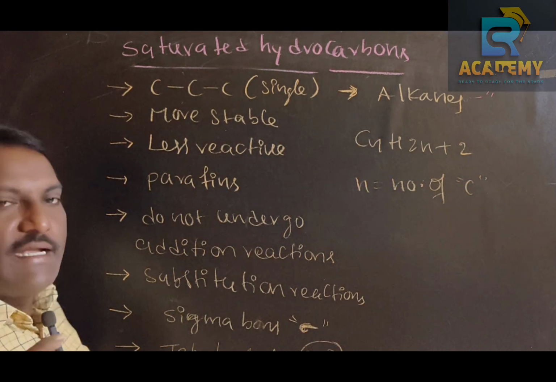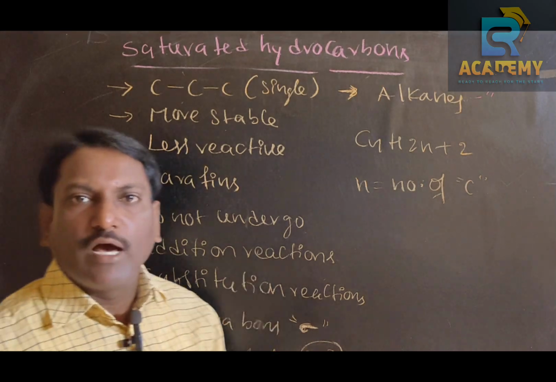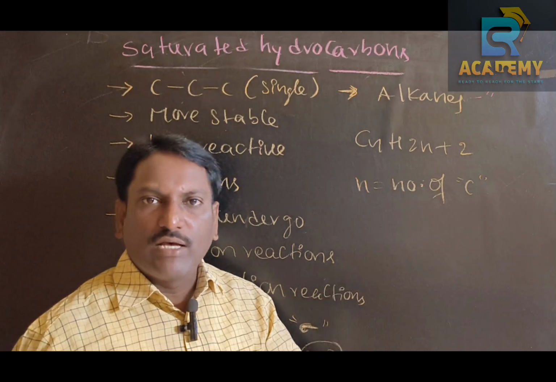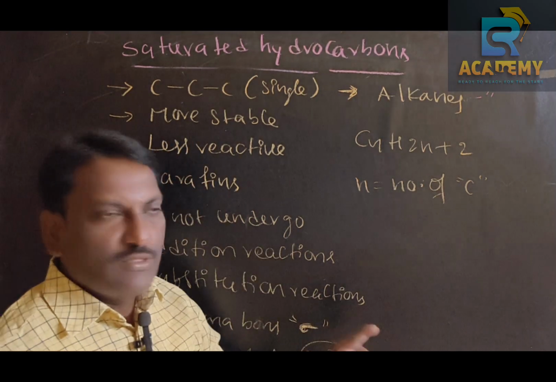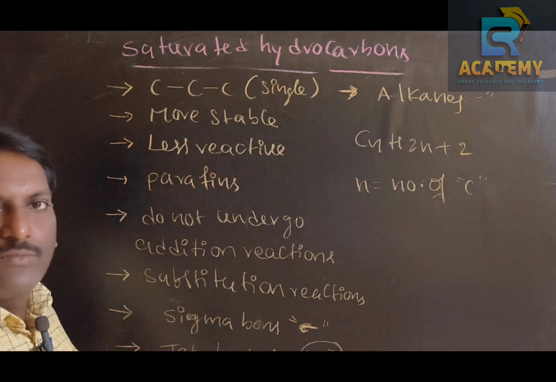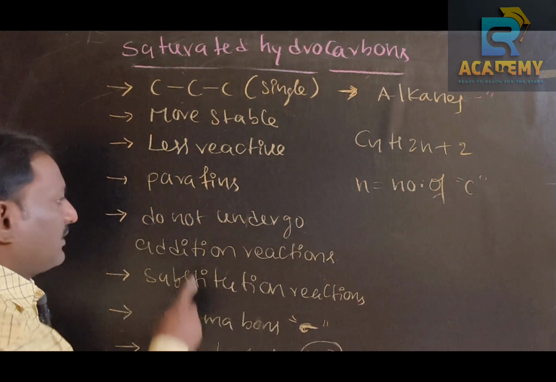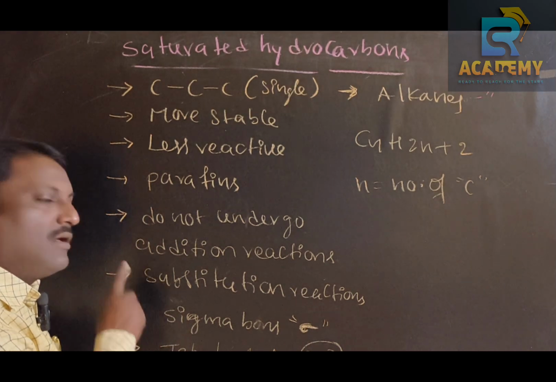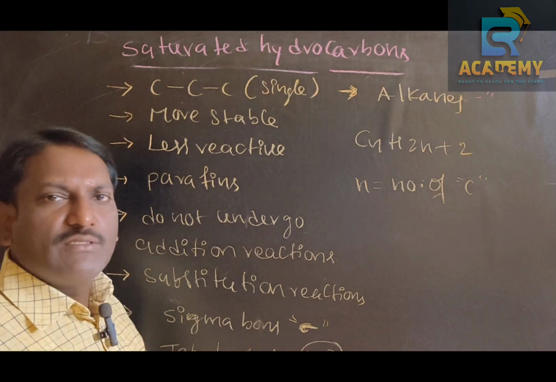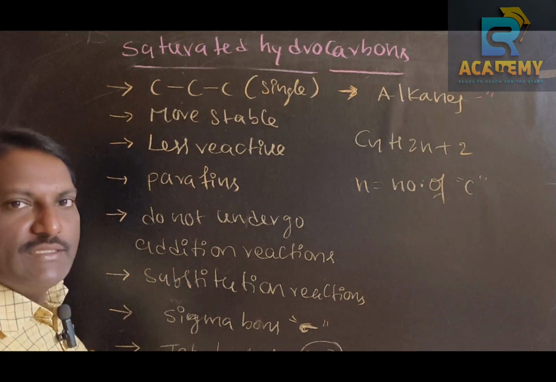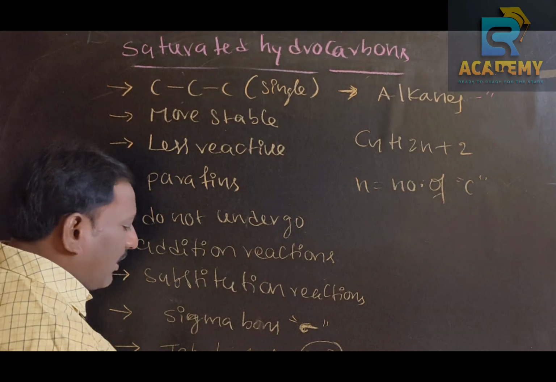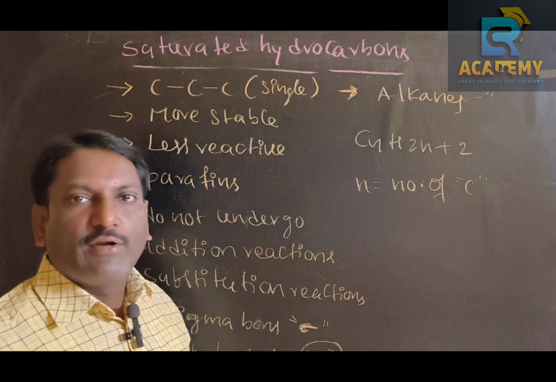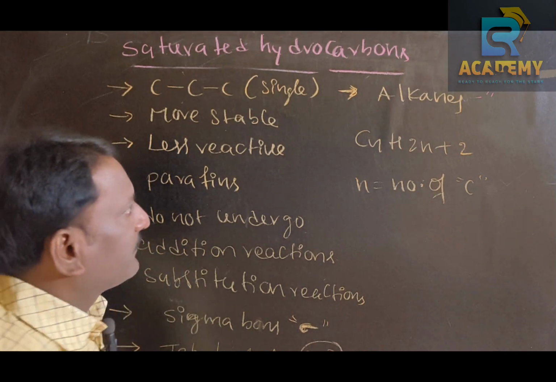Listen carefully. Saturated hydrocarbons are those hydrocarbons that consist of only single bonds between carbon and carbon. They are more stable, less reactive. These are called paraffins. They do not undergo addition reactions, but they undergo substitution reactions. They consist of only sigma bonds. There is no double bond or triple bond, and they consist of only sp3 hybridized carbon. So that's why saturated hydrocarbons are generally tetrahedral in nature.